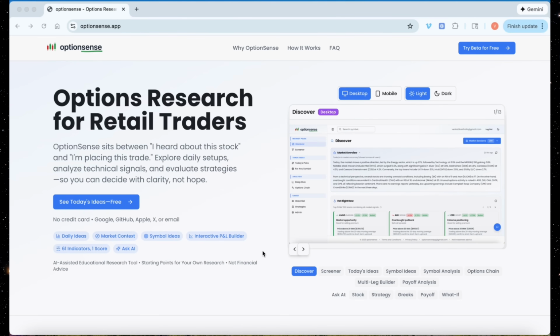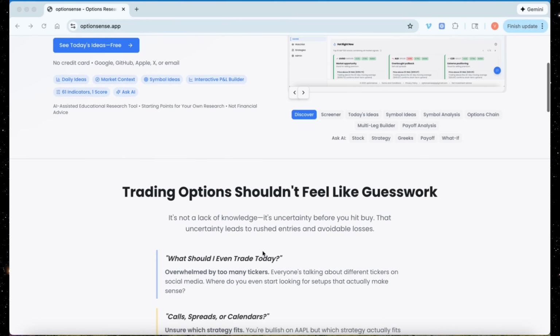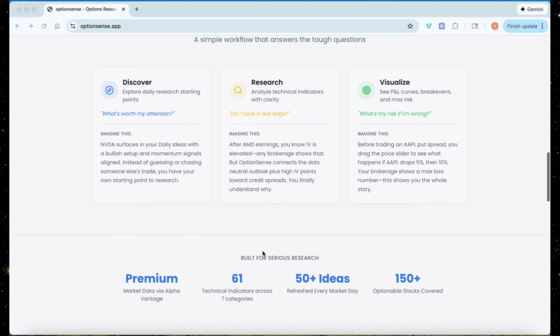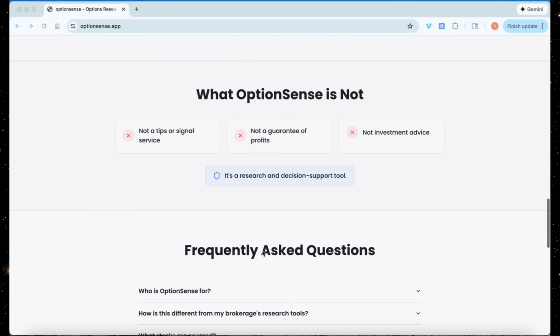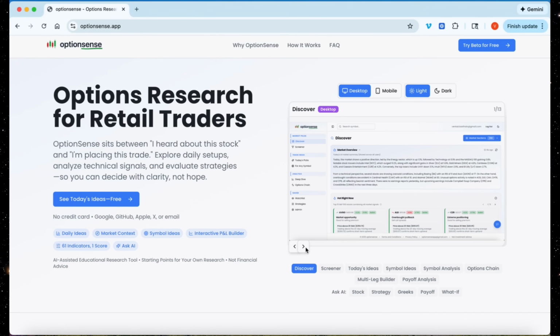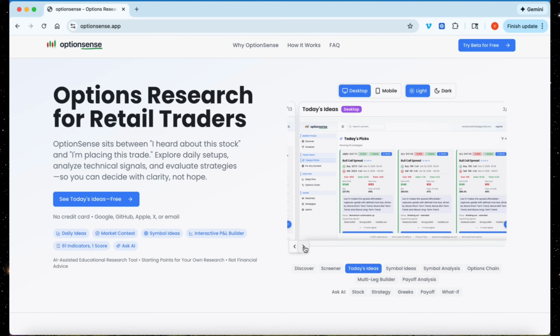Most retail options traders lose money for just two reasons. They jump into trades they haven't fully researched, or they have the right market view, but choose the wrong options strategy. OptionSense solves both. OptionSense is an options research platform built for retail traders.